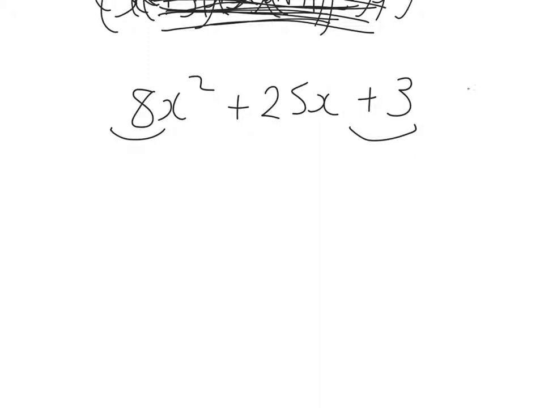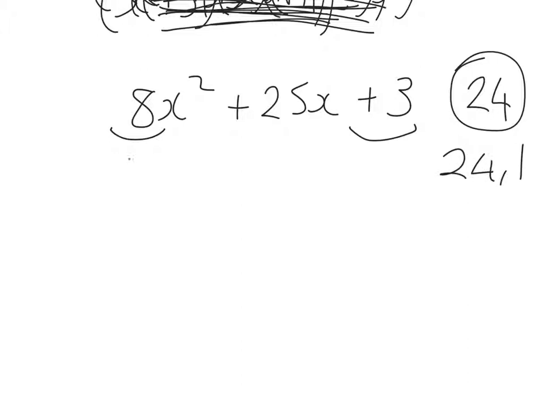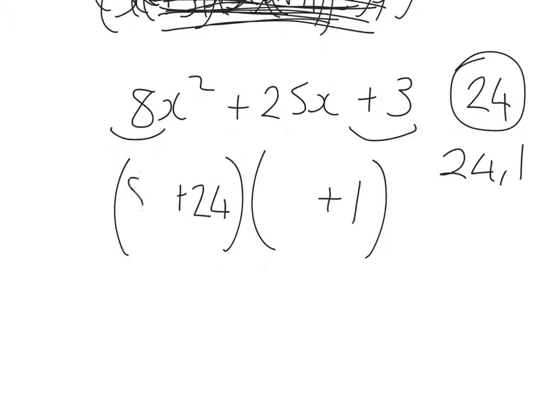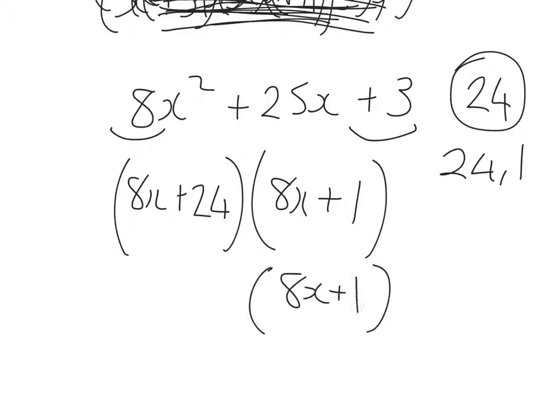8 times 3 is 24. Two numbers that multiply to give 24 and add together to give 25 are 24 and 1. So drop in plus 24 and plus 1. Drop down 8x and 8x. Check the second bracket, but it can't be factorised further: 8x plus 1. But I can take out a common factor of 8, which will bring the first bracket down to x plus 3.